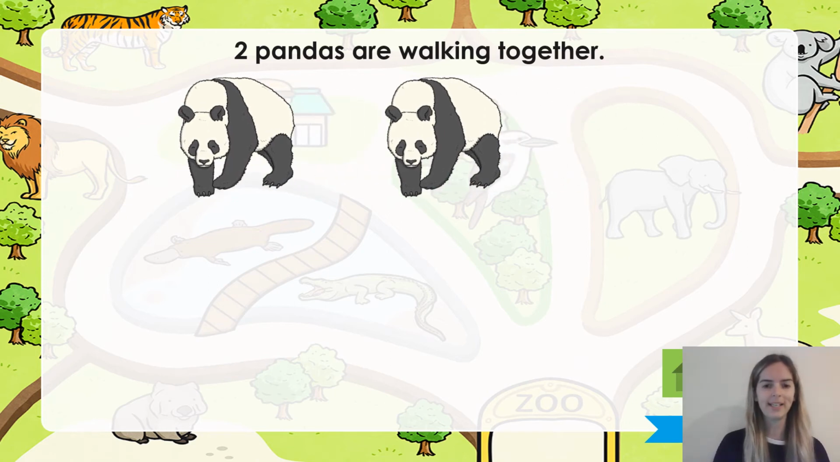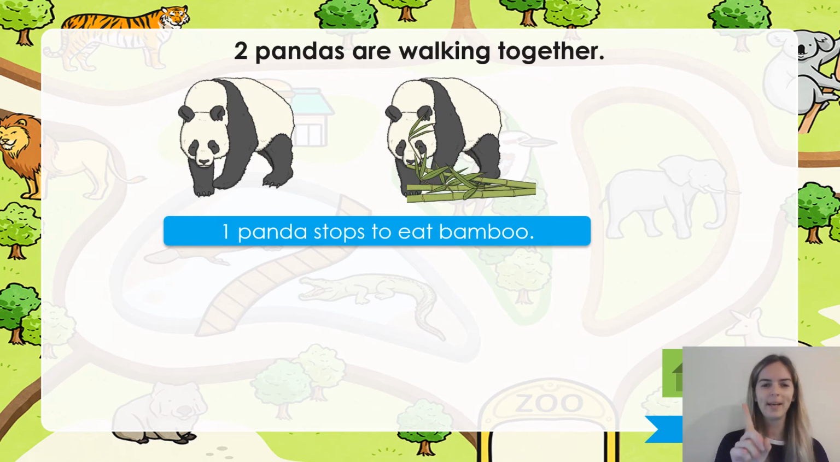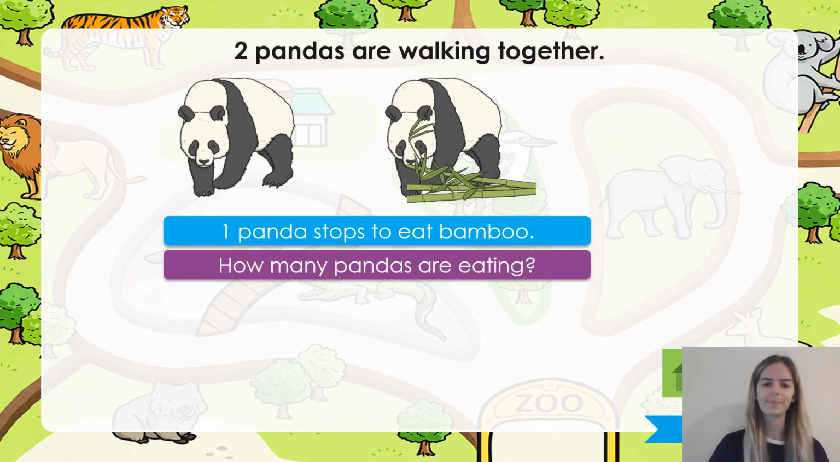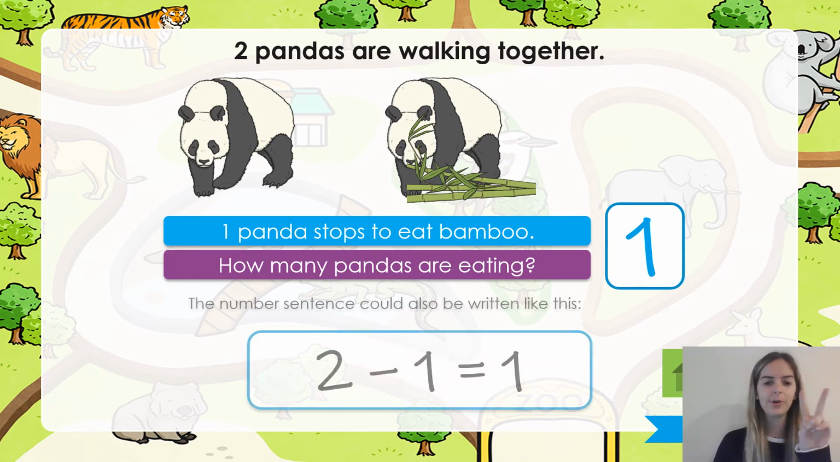Look at them walking there. And then 1 panda stops to eat bamboo. How many pandas are still eating? Okay, so you need to draw your 2 pandas, and then we'll cross 1 out because 1 panda is eating. How many are eating? We have 1. So 2 minus 1 is 1.